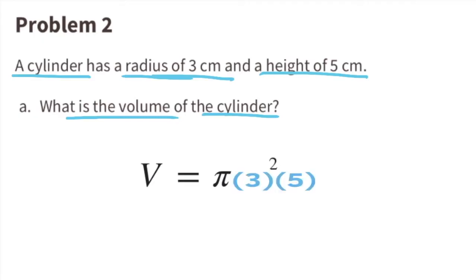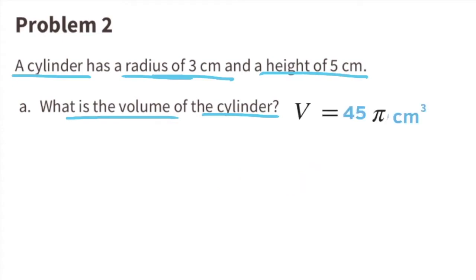Now the equation reads volume equals pi times 3 squared times 5. And 3 squared, or 3 times 3, is 9. So now the equation reads volume equals pi times 9 times 5. 9 times 5 is 45. So the volume of this cylinder is pi times 45 centimeters cubed, or 45 pi centimeters cubed.